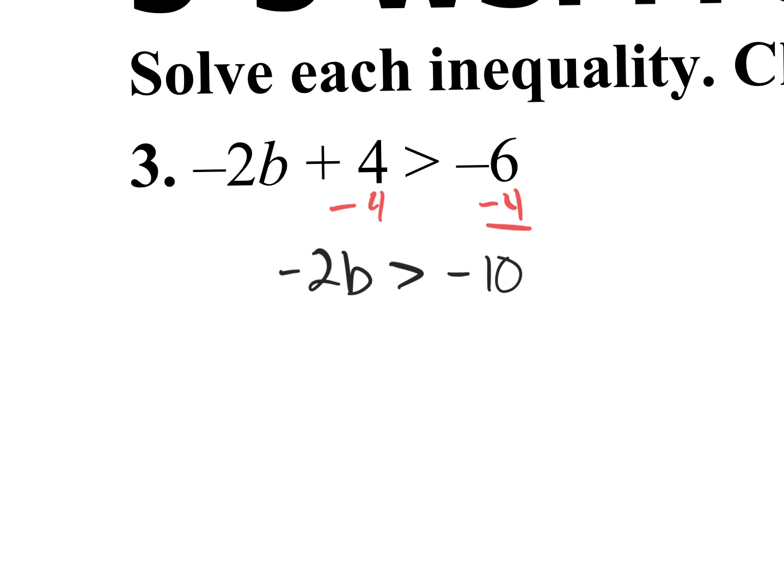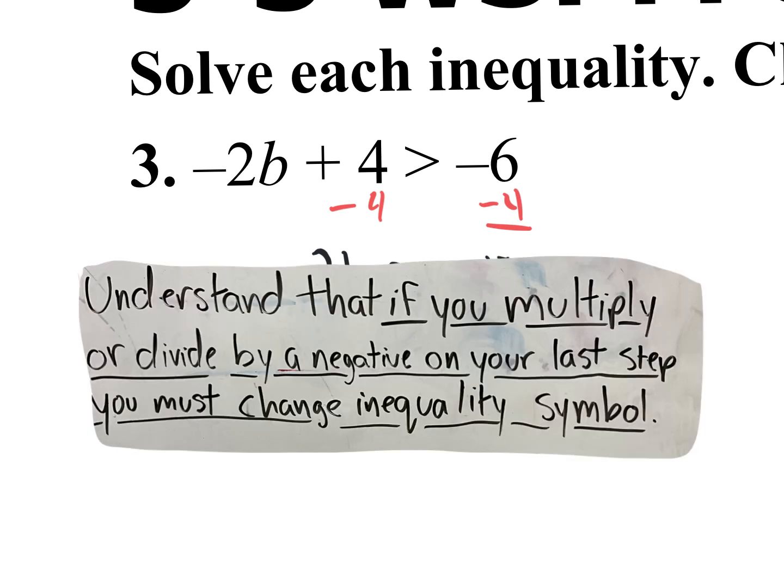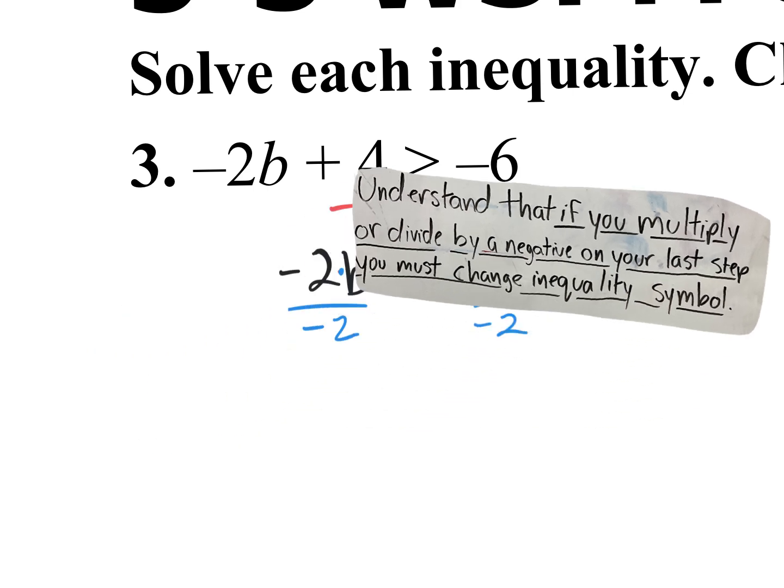And then you got to get rid of the multiplication of negative 2 in front of the b. So the way to get rid of the multiplication is division. You're going to divide by that same exact value, negative 2, and divide by that same exact value, negative 2. So we need to remember that if you multiply or divide by a negative on your last step, you must change the inequality symbol. Okay, that's what we have written on the board.